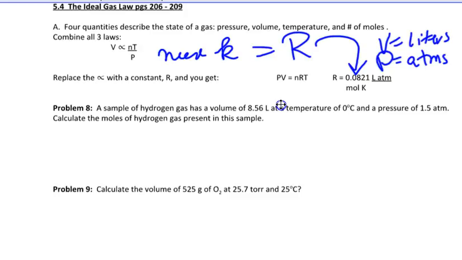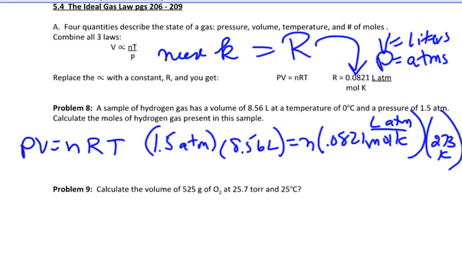So let's check this out. Look at problem number 8. A sample of hydrogen gas has a volume of 8.56 liters. Check, that's good. A temperature of 0 degrees and a pressure of 1.5 atmospheres. Calculate the moles of hydrogen present in the sample. Okay, so what equation do we use? You can do it. Go ahead and pause this and solve.